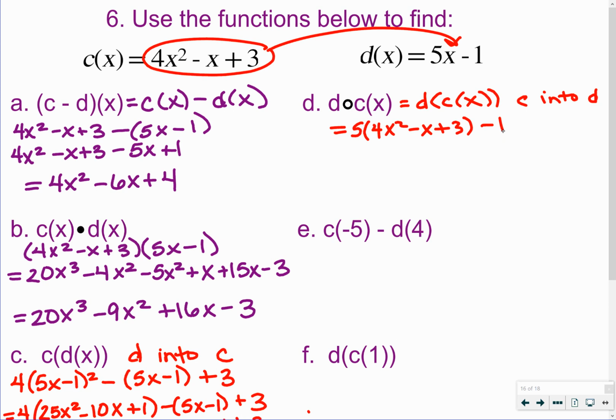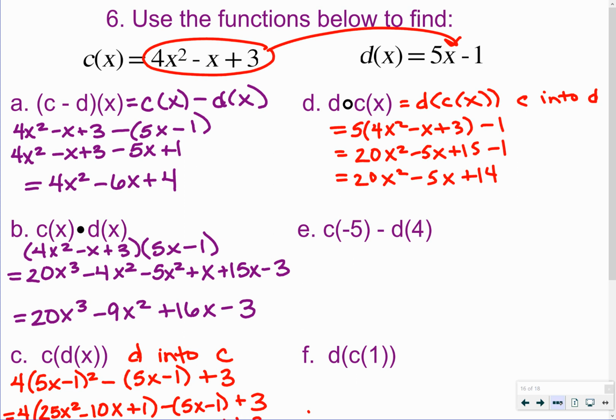So not a whole lot to do on this one. We're just going to distribute. No foiling necessary. Plus 15 minus 1. And then combine my like terms together. 20x squared minus 5x. Computer's being a little jumpy. Plus 14. Okay. Questions on that one?